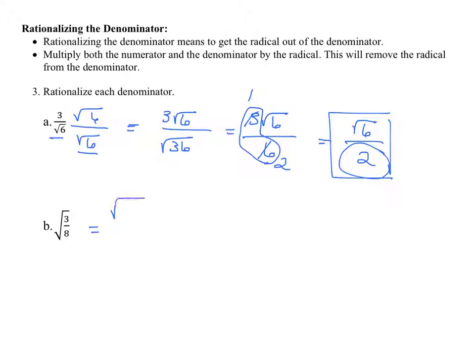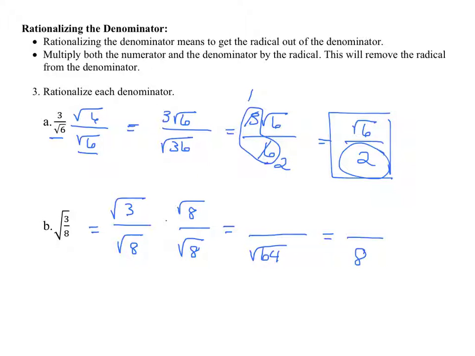First we're going to break this up. And then we're going to multiply the top and the bottom by the square root of 8. Square root of 8 times the square root of 8 is the square root of 64, and that'll just be 8. At this point, you probably will say, well, the square root of 8 times the square root of 8 is just 8, and you can bypass that middle step. That's fine. Square root of 3 times 8 is the square root of 24.